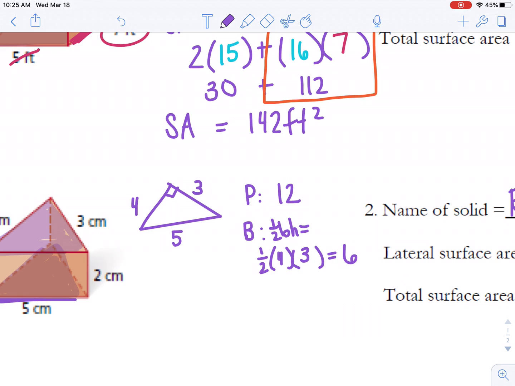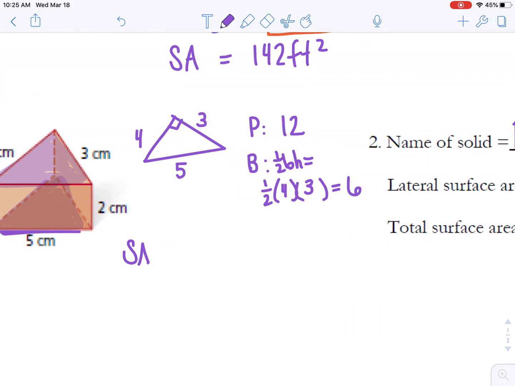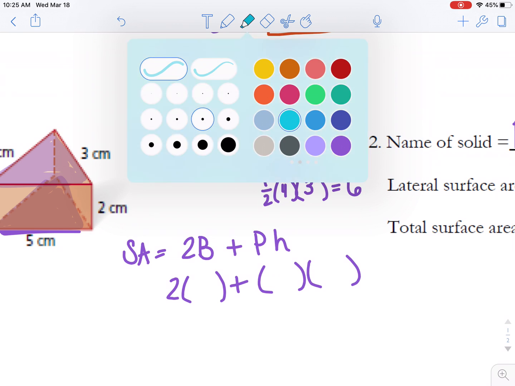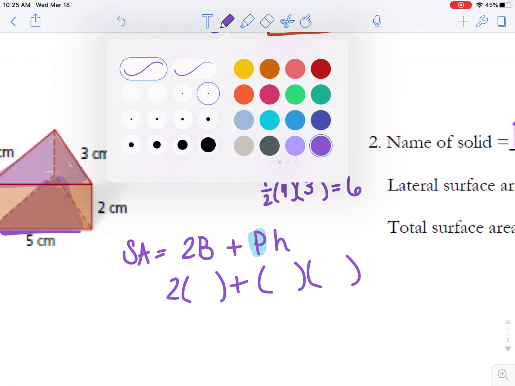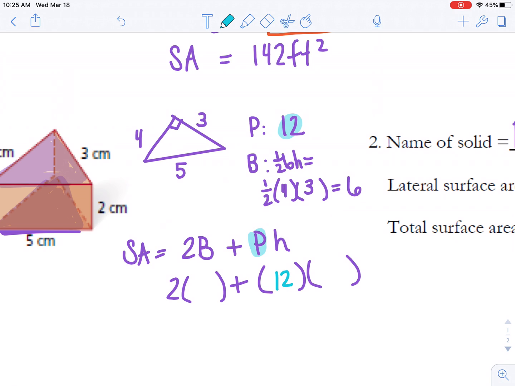So we have the perimeter and the base. So we go to our surface area formula, which is 2b plus ph. I'm going to put in my parentheses and then plug in those values where they go. The perimeter goes where the perimeter belongs, so 12. The area of my base goes where the area of my base belongs.